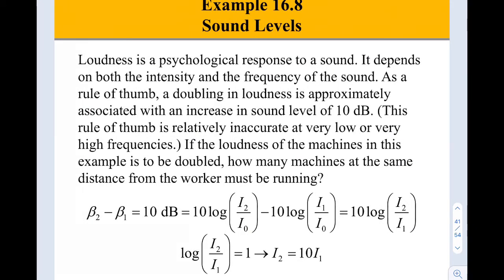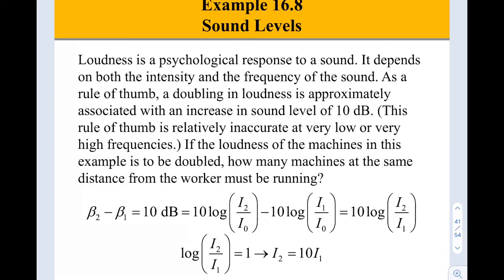Example 16.8. Loudness is a physical response to a sound. It depends on both the intensity and the frequency of the sound. As a rule of thumb, a doubling in loudness is approximately associated with an increase in sound level of 10 decibel. This rule of thumb is relatively inaccurate at very low or very high frequency. If the loudness of the machines in this example is to be doubled, how many machines at the same distance from the worker must be running?